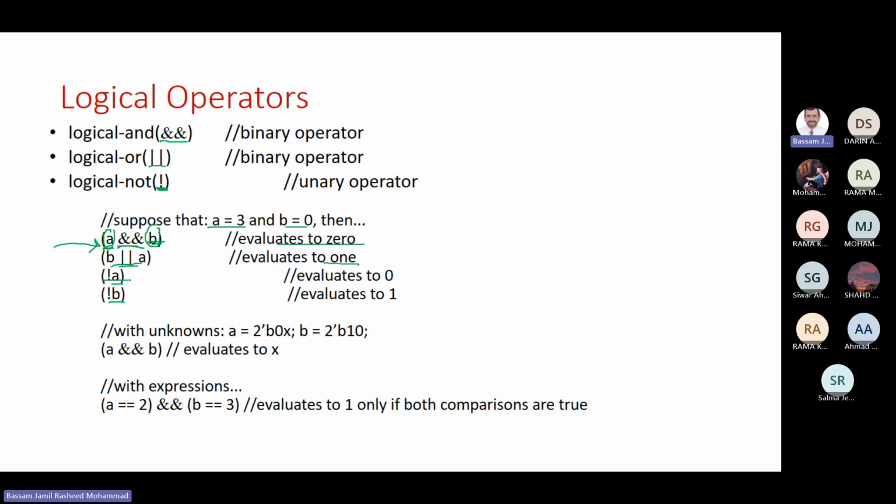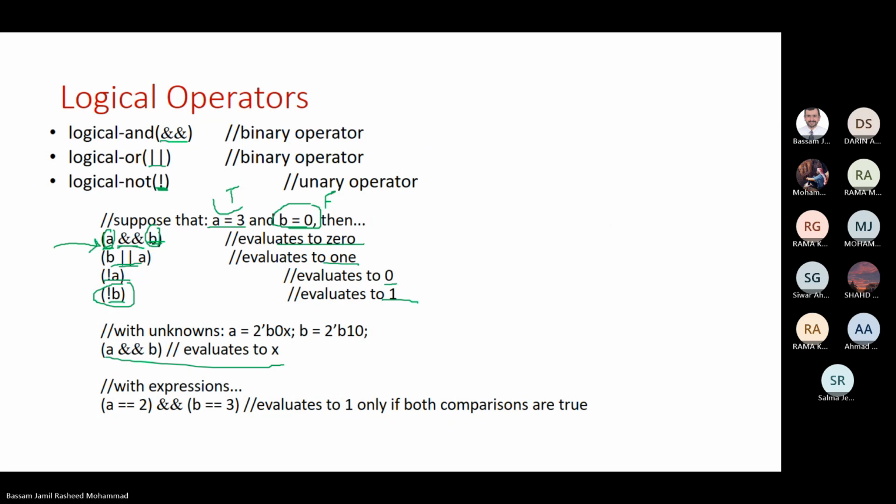How about the inversion of A? A here is considered to be true, or a 1, because it has a non-zero value logically. So if I invert it, it would be a value of 0. And B has a value of 0, so it's considered to be false, or a 0. So if I invert it logically, it will be a value of 1. Of course, any unknown will produce an unknown result.